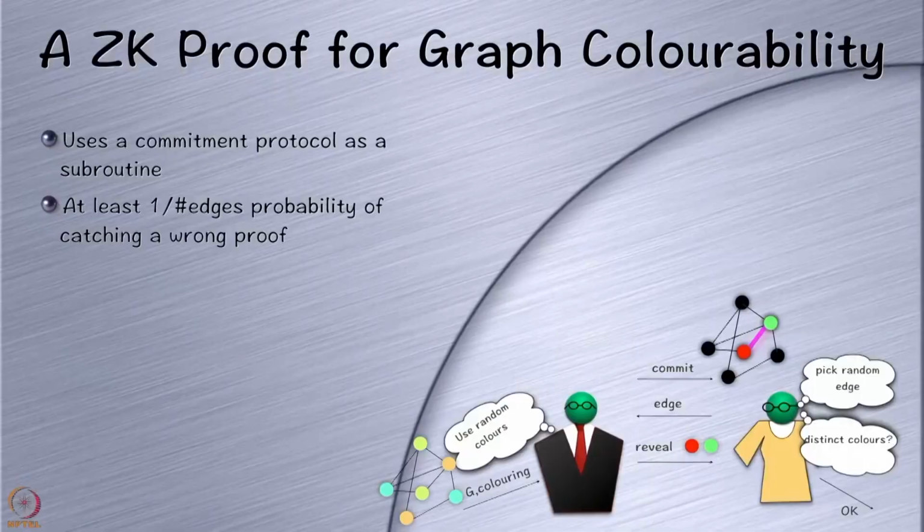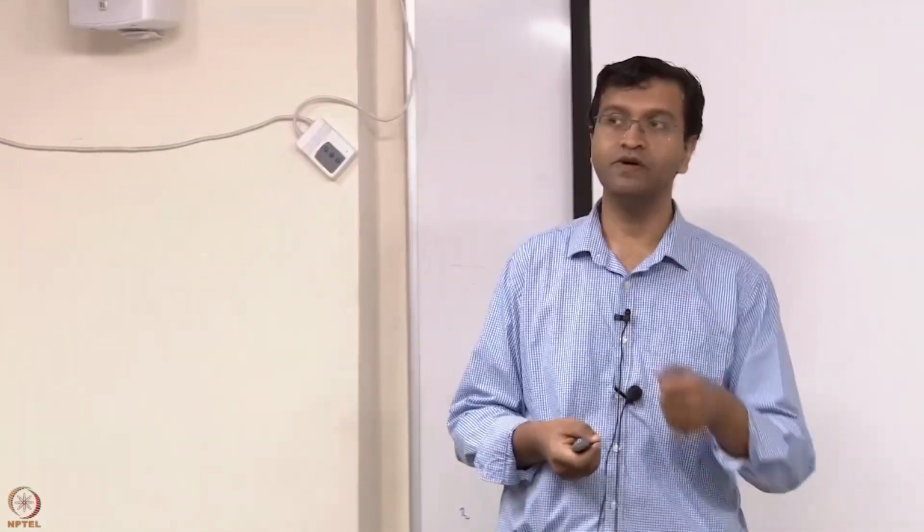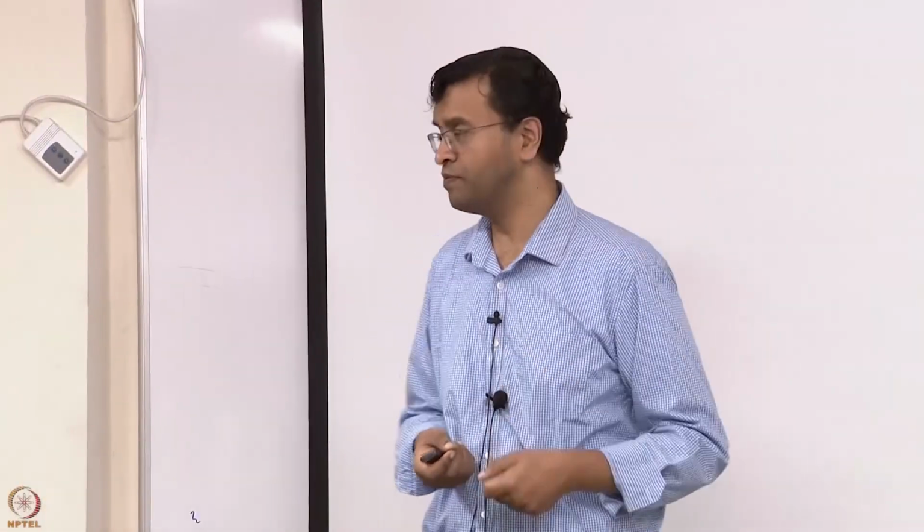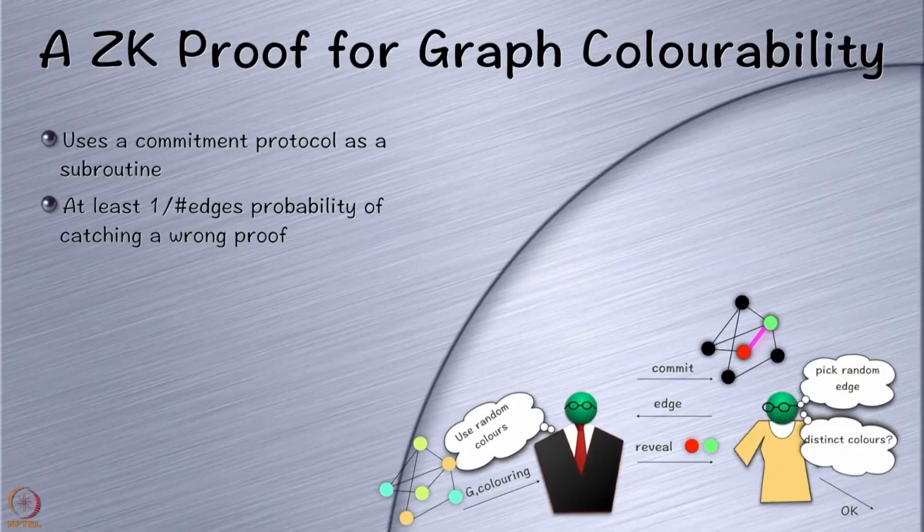And that edge will be picked with probability at least 1 over the total number of edges. You're picking an edge at random. There could be multiple edges on which he could get stuck, then this probability is higher. But at least with probability 1 over the number of edges, you would pick an edge which is not properly colored. So if the statement was wrong, then there is at least probability 1 over the number of edges for the verifier to catch the prover.